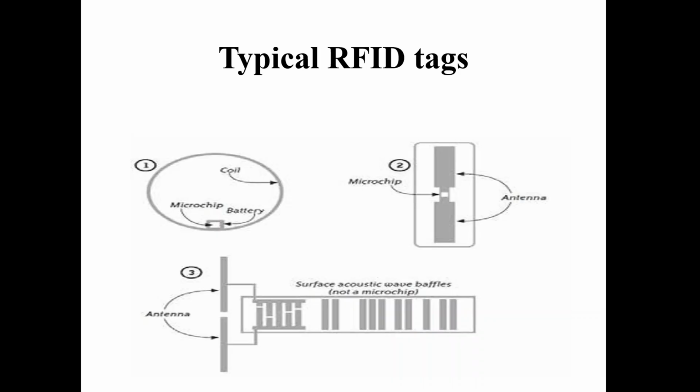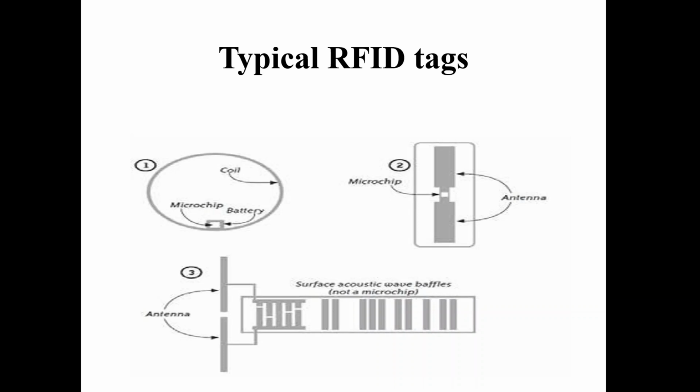Passive tags have no internal battery. They are powered by the reader's signal only, which means they are thin, lightweight and inexpensive, and they cover short ranges, from a few centimeters to 10 meters, depending on the frequency level. Common usages are retail inventory, e-scorts, and supply chain tracking also.